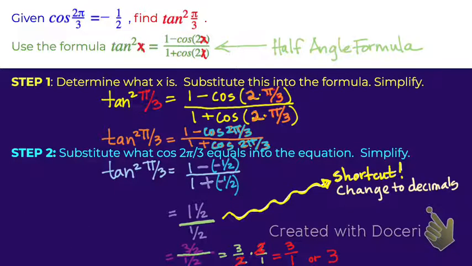Now, as a side note, you could have changed it to decimals back when you saw that you were dividing fractions. If you don't like working with fractions, know that 1.5 is 1.5, and the denominator is 1/2, which is 1 divided by 2, which is 0.5. And if you were to take 1.5 and divide it by 0.5, you would have also gotten that same answer of 3.